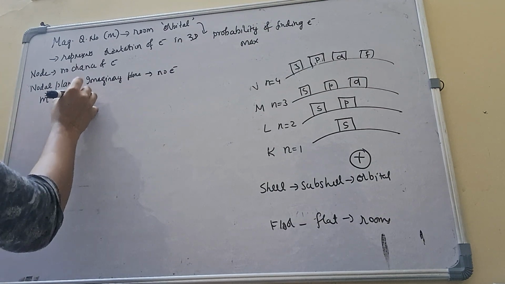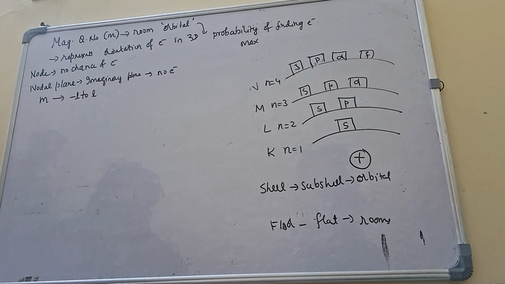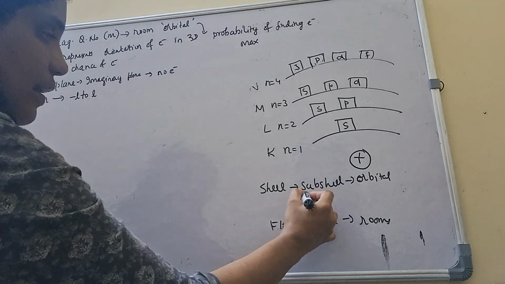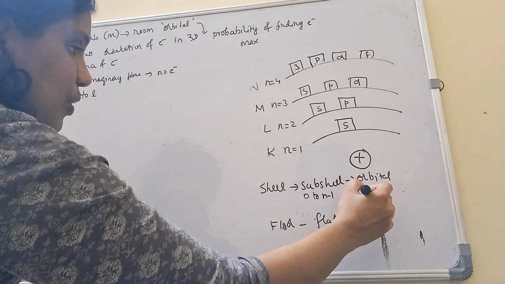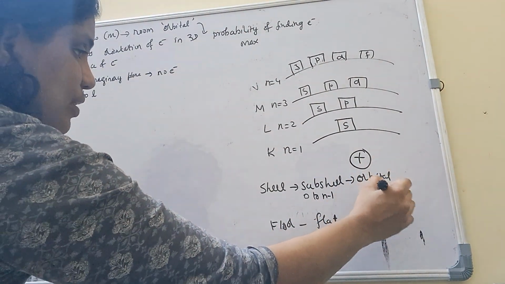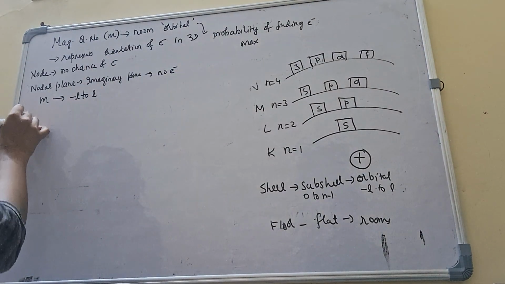M is dependent on L and it ranges from minus L to plus L. Alright, N is there, L depends on N, correct? So it is 0 to N minus 1. And this depends on L, that is minus L to plus L. Let us now write it for everything.